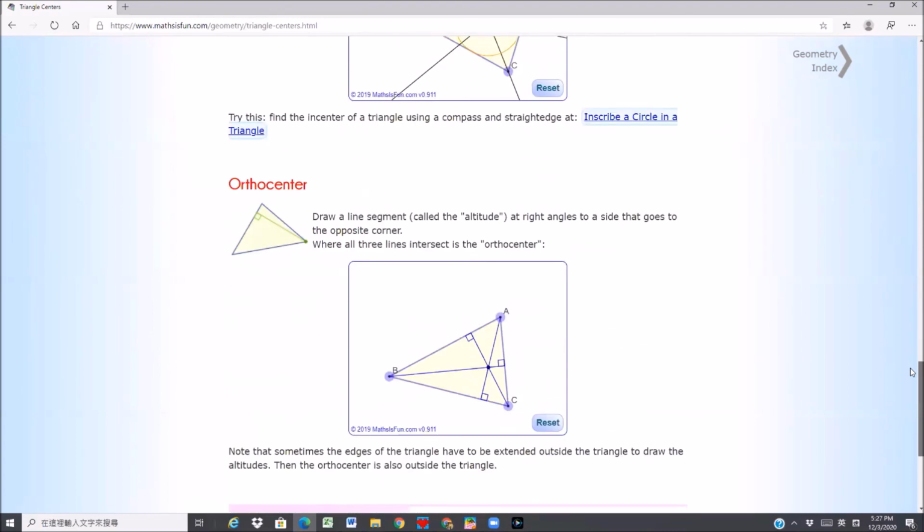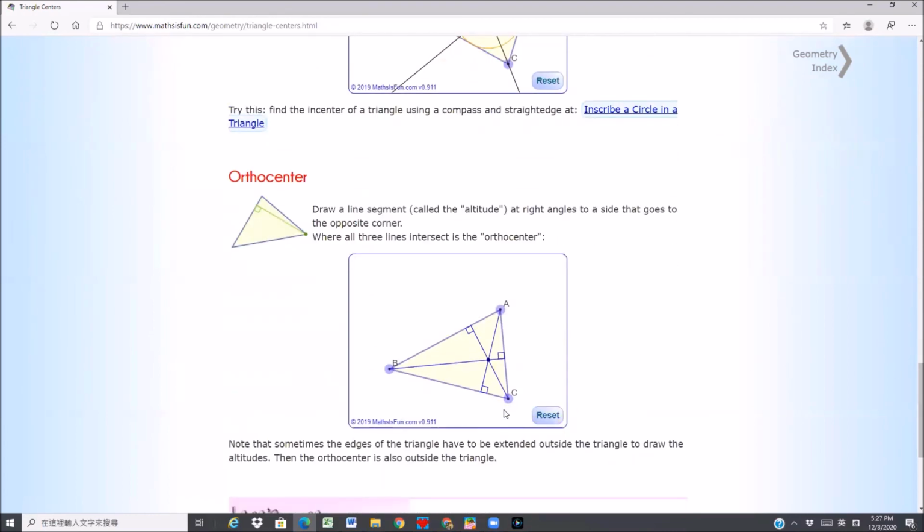And the fourth one is the orthocenter, always perpendicular to the sides. You can change it. You see that the orthocenter may go out of the triangle. That's all.